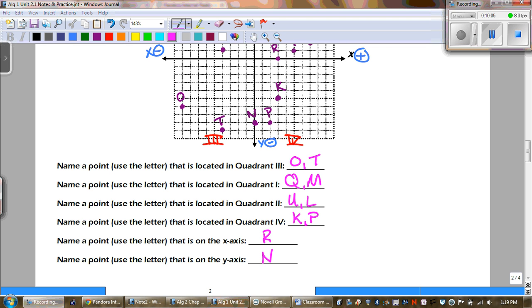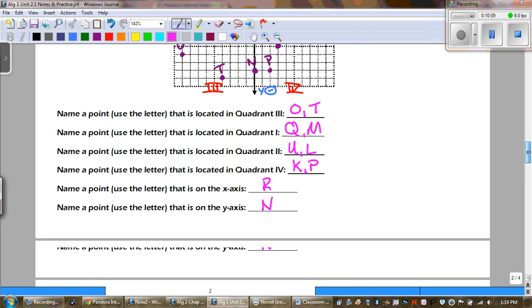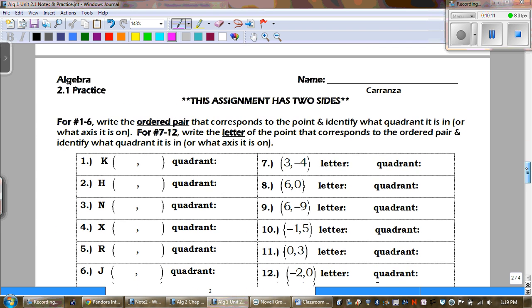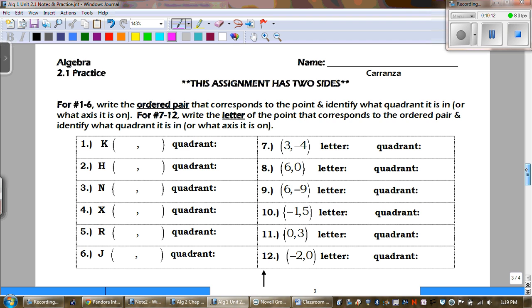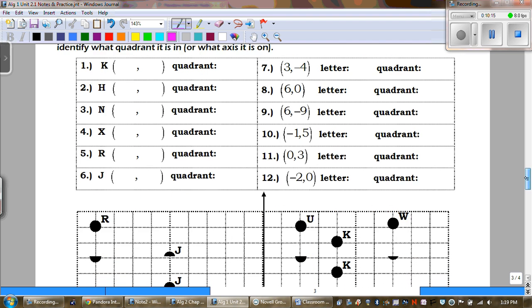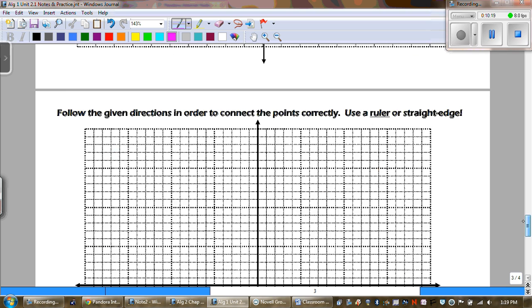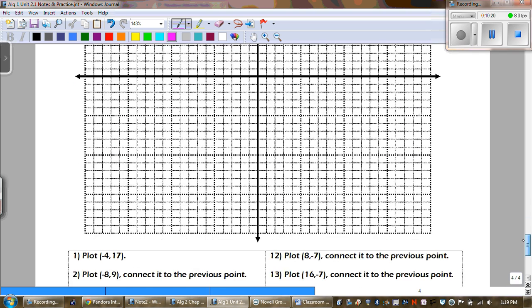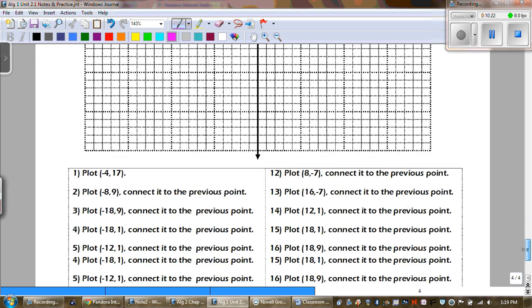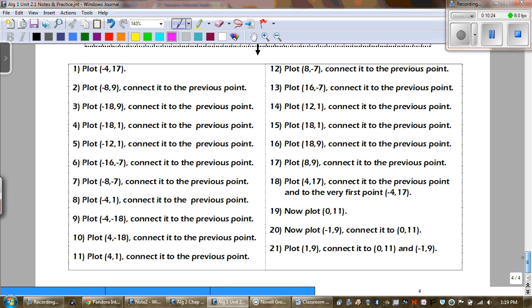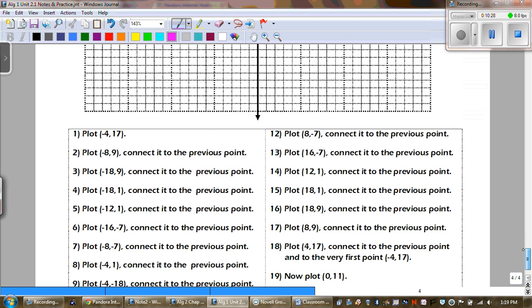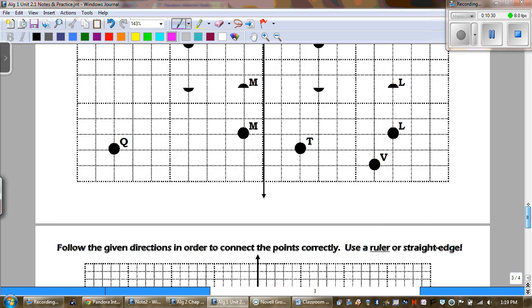Okay, and there are the answers. Now, your homework is the next part. It's 2 sides. Okay, same thing, figuring out the points and then figuring out the letters. And then on the back, we have an empty graph, and you need to follow the directions, and it'll make a sign.